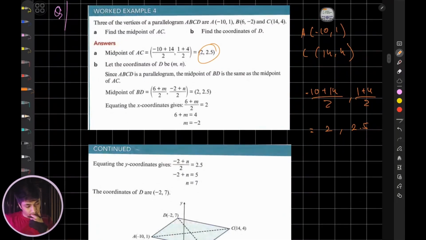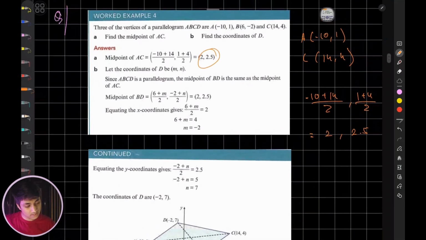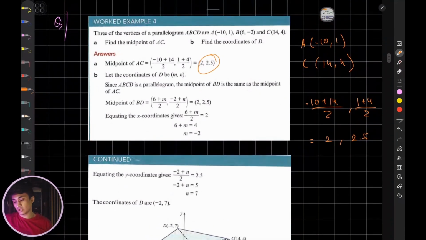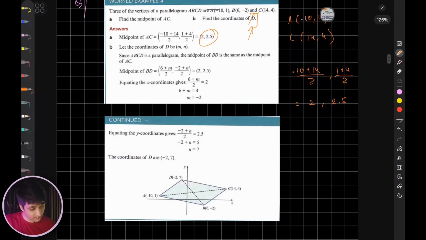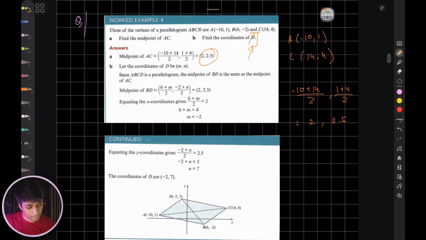Now question B, find the coordinates of D. Now you know it's a parallelogram, so that is going to help you find out what the coordinate for D is going to be. In these cases, draw a diagram to get a better idea of how to find the value. There are a couple of ways to find this, I guess, but the formula for midpoint is probably going to help you the most. So let's first find out how the shape is going to look.